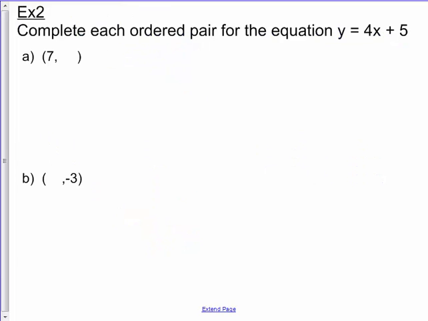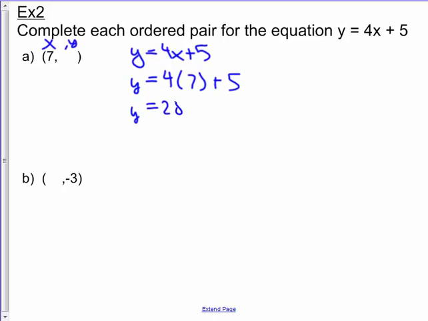In example 2, we're given the equation. Now we have to find the other coordinate here. So in A, I'm given that x is 7. I need to figure out what y is. So I'm going to plug into y equals 4x plus 5, and wherever there's an x, I'm going to plug in 7. 7 times 4 gives me 28. 28 plus 5 gives me 33. So my point is going to be (7, 33).